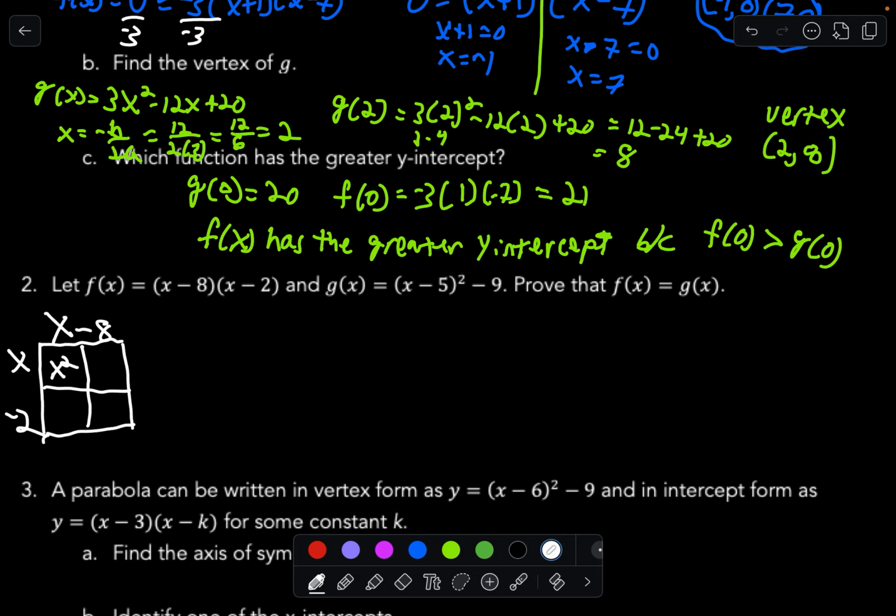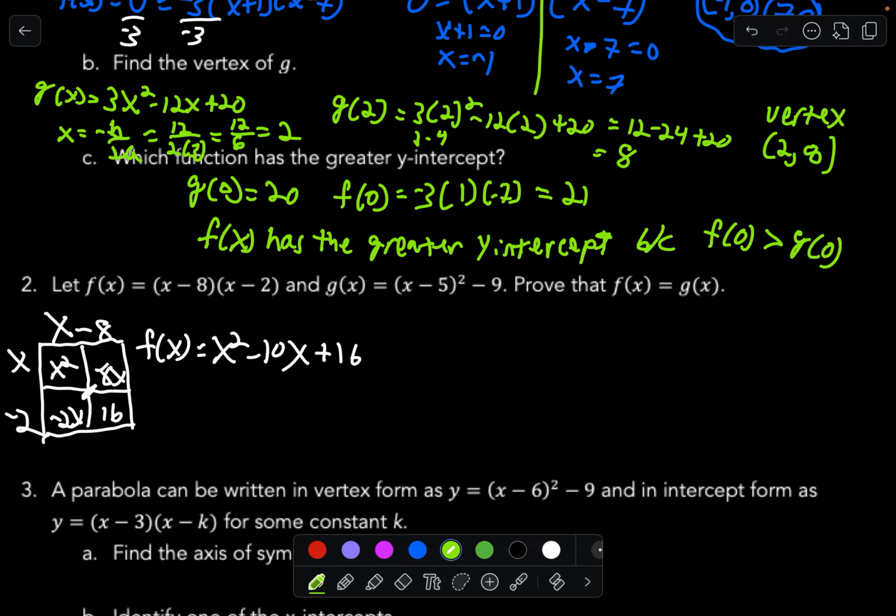So this is x squared minus 8x minus 2x plus 16. So in standard form, f of x is going to be, and you have to add down this back diagonal, combine like terms, adding everything up will be x squared minus 10x plus 16.